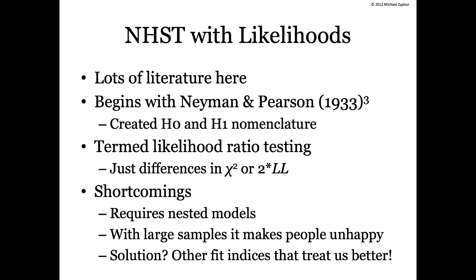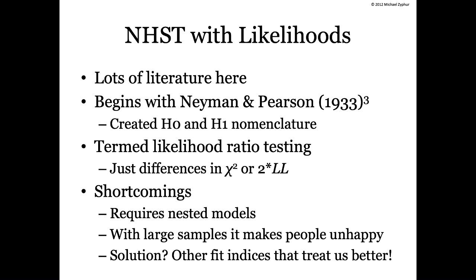So null hypothesis significance testing with these likelihoods or these chi-square values, if you want to get into that kind of thing, there is a big literature on it. It started kind of formally in a modern sense with this famous paper by Neyman and Pearson in 1933. They actually used the H0, H1 notation. And it's often called likelihood ratio testing because you don't have to multiply those things by -2 and subtract them. You just divide them by each other.